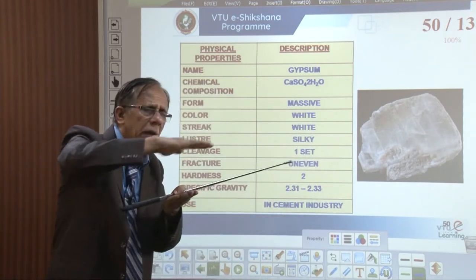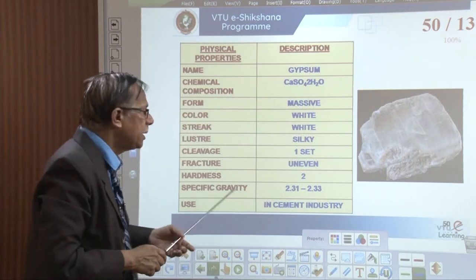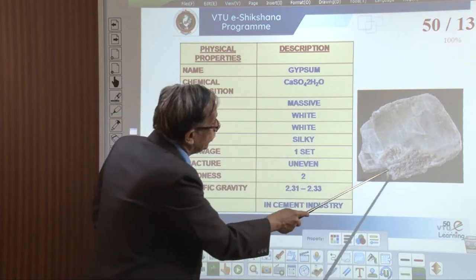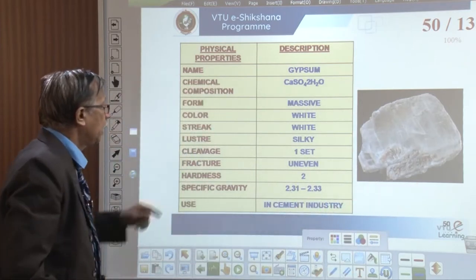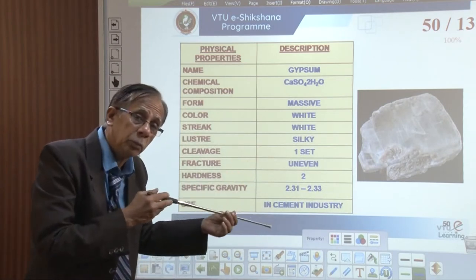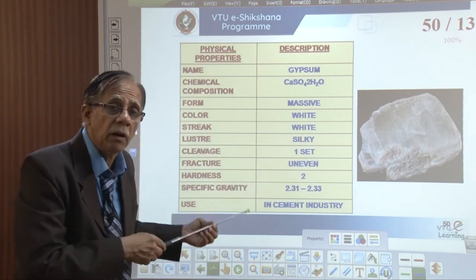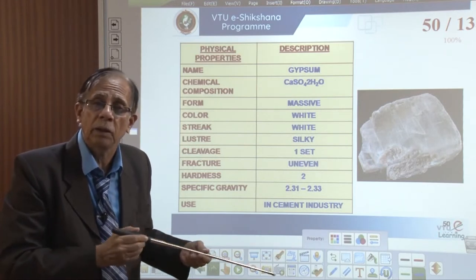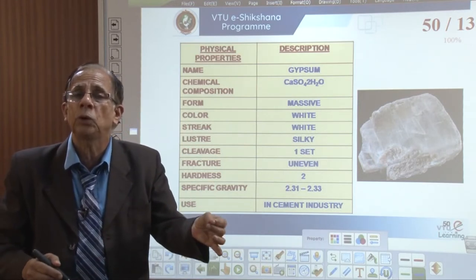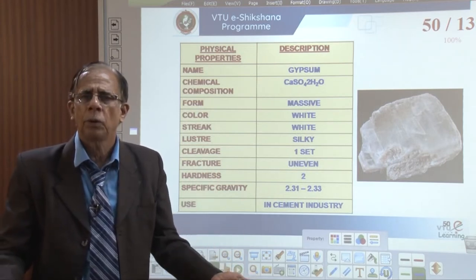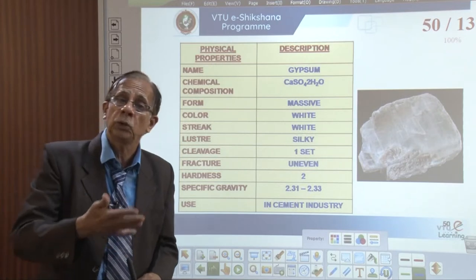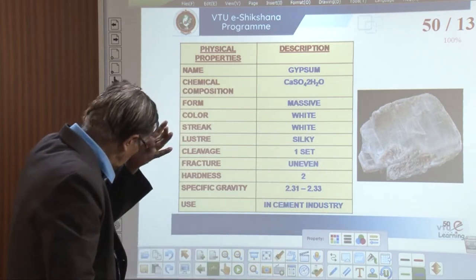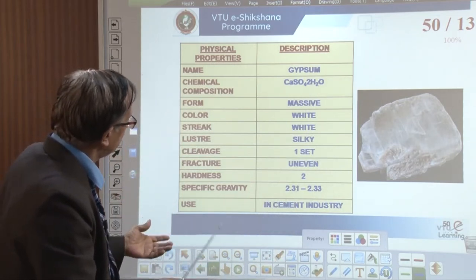Cleavage is one set. In one direction, they have a weak plane, easy to break along that plane. Fracture is uneven. In other directions, when you break it, you get such an uneven surface. As per the Mohs scale, the hardness of this mineral is 2. It can be scratched by the fingernail, and this mineral is easy to crush and powder. So, it is a wonderful material. Therefore, we can use it extensively in industries, in the medical industry, powdering it, mixing with water, making a suitable mix and then applying it.